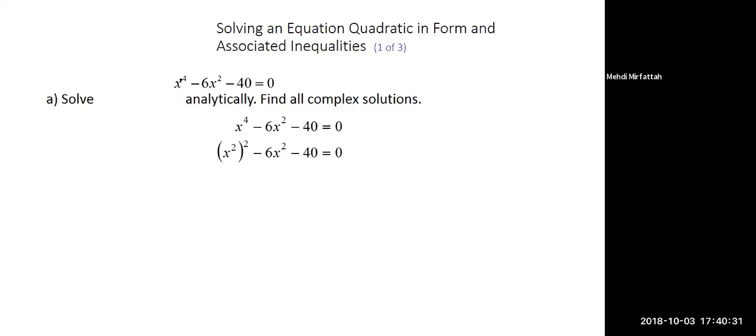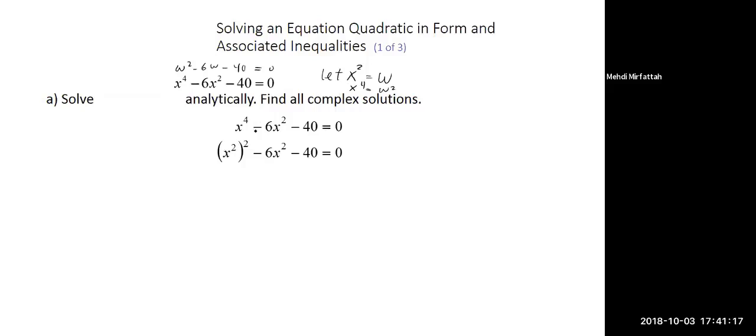In this example, we could use the solve by substitution method, because we have a fourth order equation. Because these two terms are squares of one another, you could let x squared equal to another variable like w. Then x to the power of 4 would be w squared. So we could write w squared minus 6w minus 40 to solve for w, and go back and solve for x.